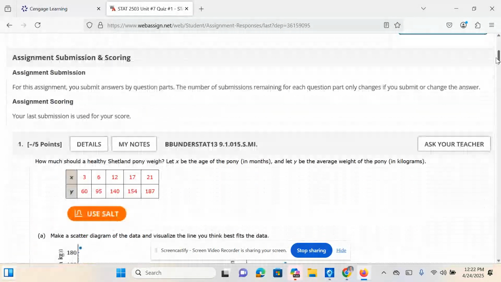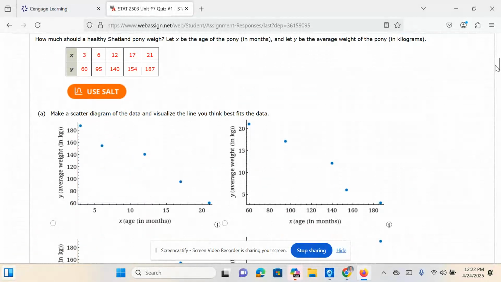All right. Question one on the quiz. How much should a healthy Shetland pony weigh? Let X be the age of pony in months and let Y be the average weight of the pony in kilograms. So we'll click use salt.